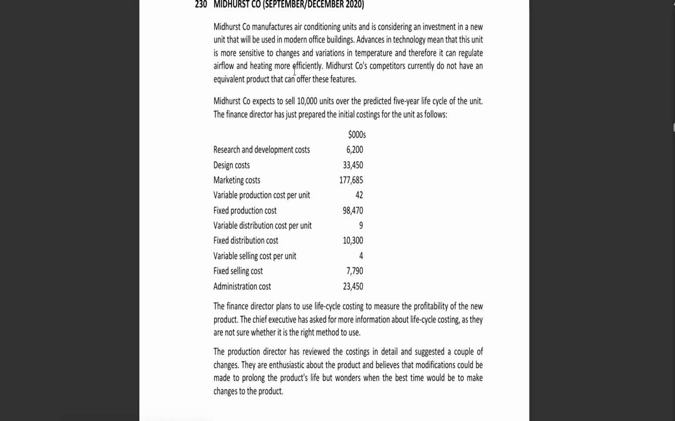Midwest company expect to sell 10,000 units over the predicted 5-year life cycle of the unit. So basically, they are considering to invest in the new unit, which is to be used in more advanced technology, and also Midwest competitor do not have such kind of feature available in their product. So also company is expected to sell 10,000 units over the life cycle of the product, that is the 5 year. The finance director has prepared the initial costing for the unit as follows. So they have just calculated the cost.